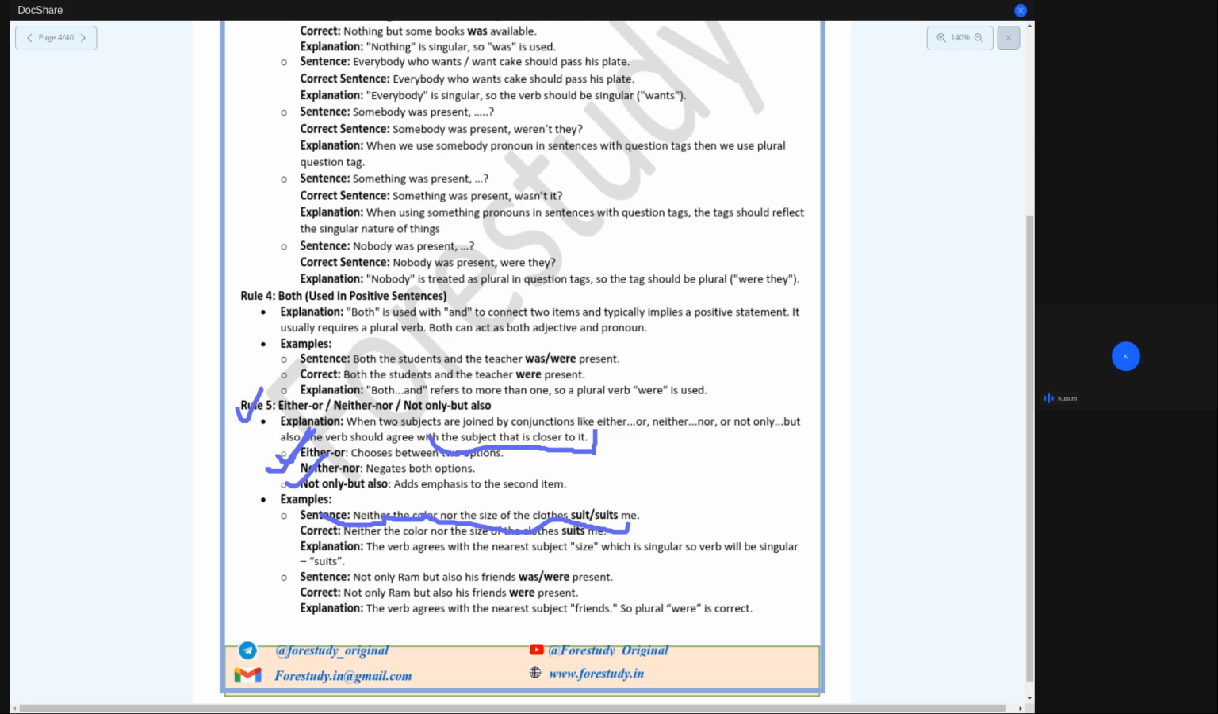As we can see in the next example: not only Ram but also his friends was or were. Okay, which one is the closest subject here? Friends, and friends is plural, so we are going to take the plural. So friends is closer, and in this case friends is plural, so the verb "were" is plural.